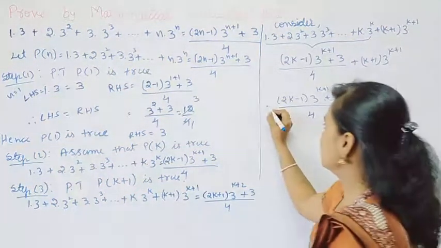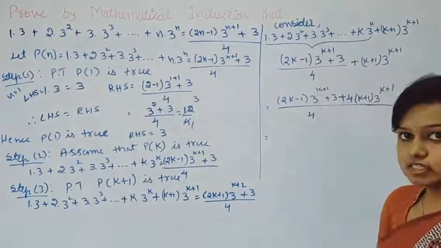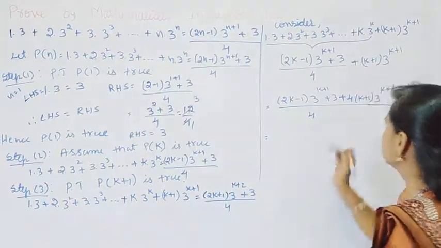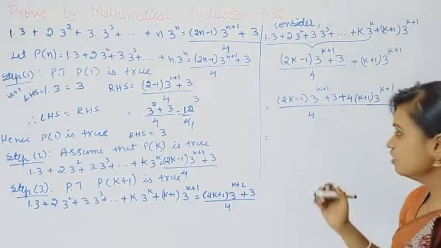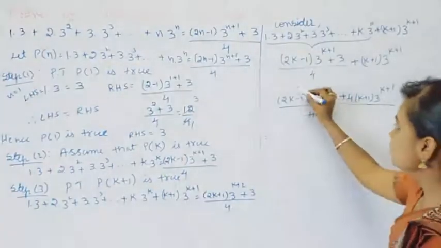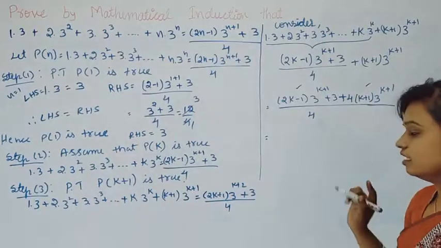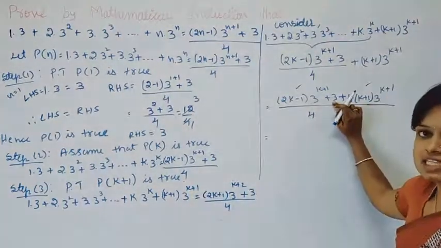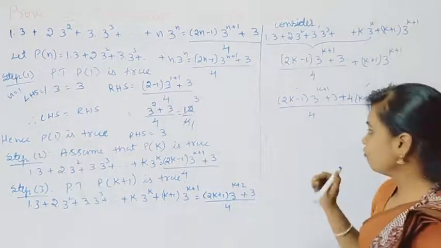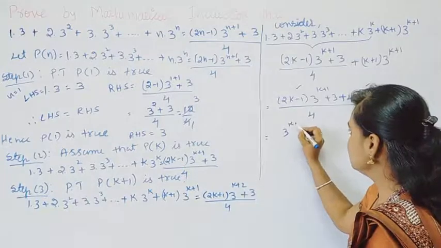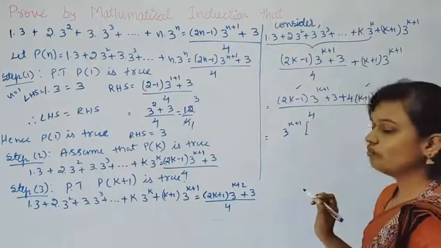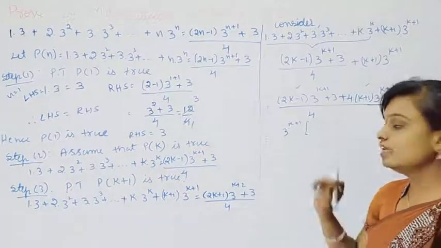Okay, in the next step, take the common factor. So what is the common factor here? 3 power k plus 1 is the common factor, right? So in that what? In first and last term only. So write this 3 as it is. So I take common factor from first and last term. Take 3 power k plus 1 as the common factor from first and last term.